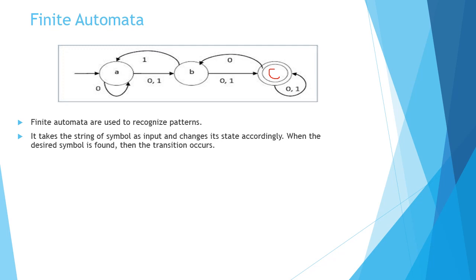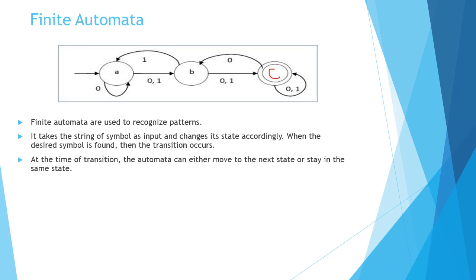Right here you can see this is the A state and this is the B state. For the input 0 and 1, we move to the state B, and similarly from this state C, for the input 0 we move from state C to the state B. That's why we call this diagram a state transition diagram, because we can see that a transition occurs for the input 0 and 1.